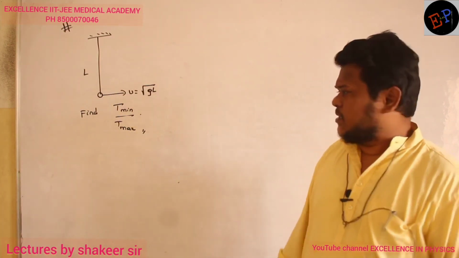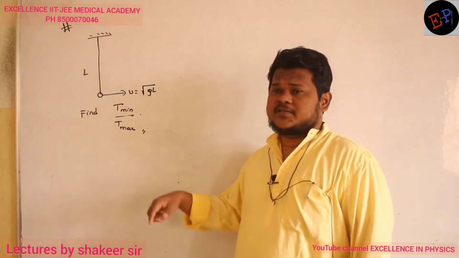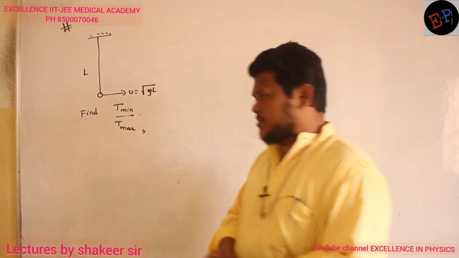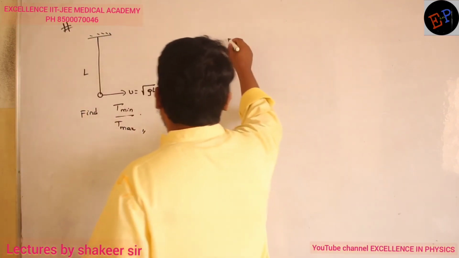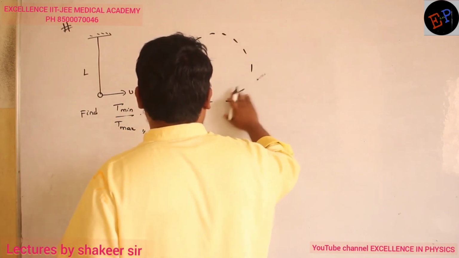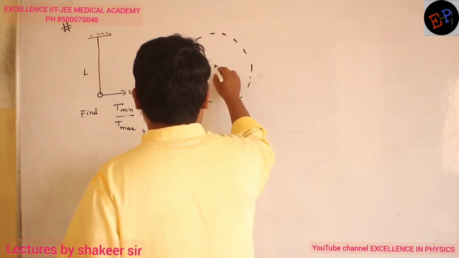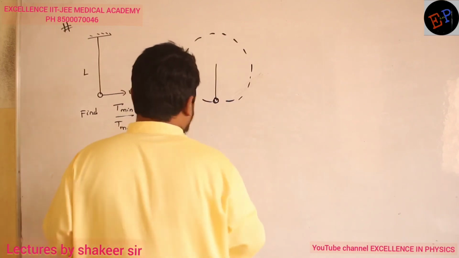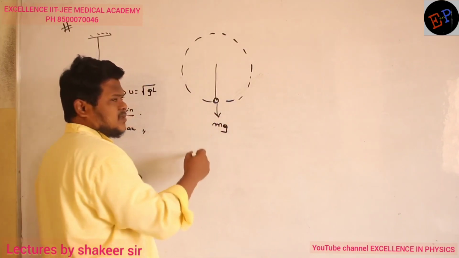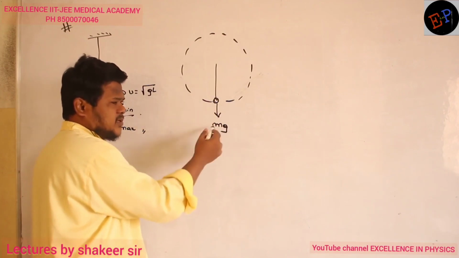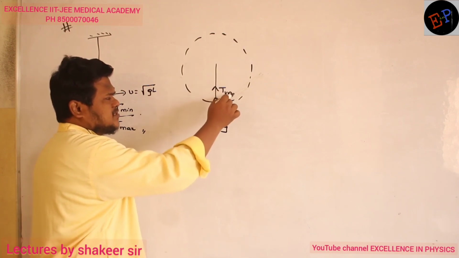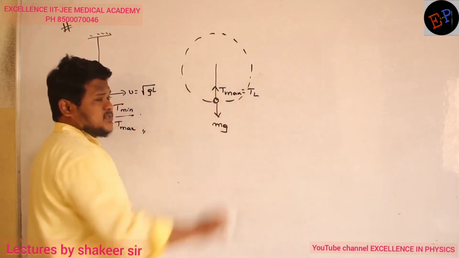Already we have studied, no? And tension will be maximum in which condition? Tension will be maximum at the lowest position. Clear? What is the reason? Let us see once again. When the body is present here, the string should bear the weight of this bob also. The string is supporting the weight of this bob also. So automatically here tension will be maximum. Maximum tension will occur at the lowest position.